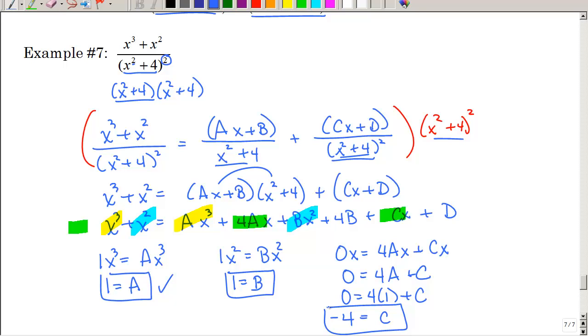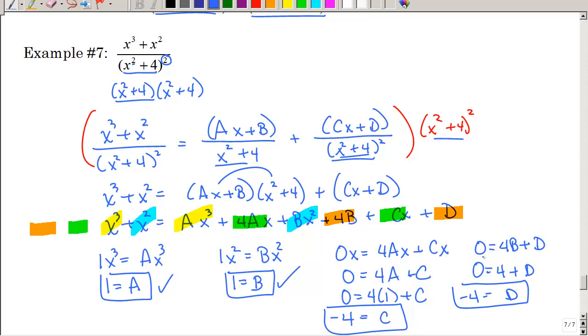Almost done. I just need d. Well, how about my constants? So back to my constants, running out of colors. Let's see, so constants, I have no constants there. Constants are things that don't have x's. There you go. So I have 0 equals 4b plus d. I know b is 1. So d is negative 4. So even though that looks ugly, most of the time they're not too bad. But the hard part about this is that you have no convenient values because you only have quadratic factors to work with.